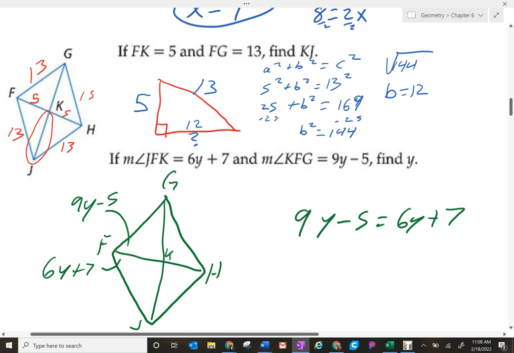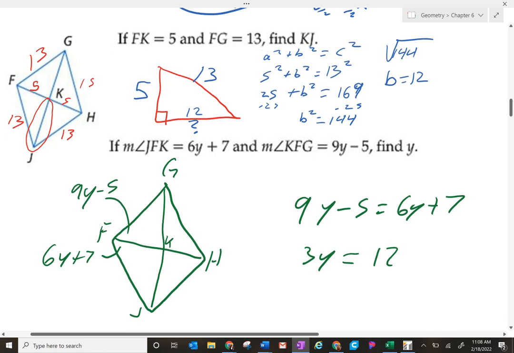Okay, I'm going to subtract the 6y. I'm going to add the 5. I'm going to do two steps at once. So subtract the 6y, that gives me a 3y. I'm going to add the 5, that's going to give me a 12. Divide this side by 3, divide this side by 3. Y equals 4. It's asking, what's the value of y?